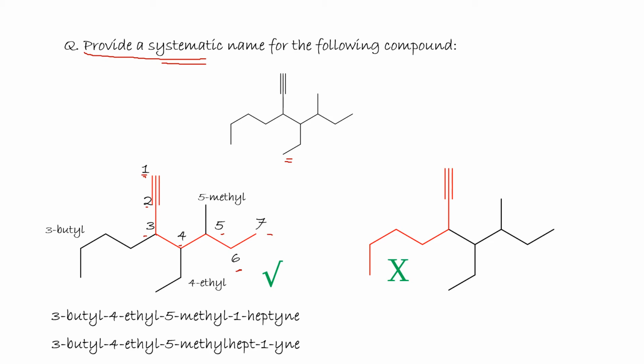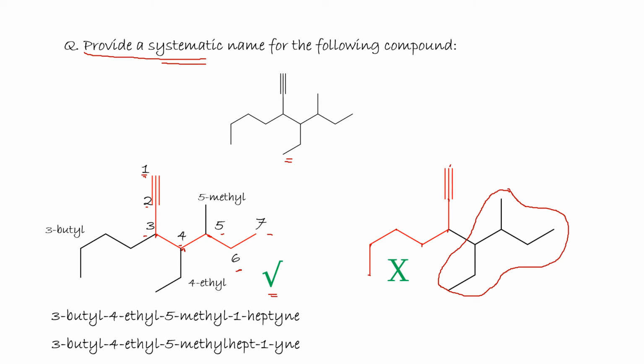We have substituents on carbon 3, 4, and 5. If we select the 7 from this side, 1, 2, 3, 4, 5, 6, 7, it's 7 carbons, but here you have only one substituent. And you recall from the nomenclature, we said the more substituted, the correct structure. So this one will be the correct selection of the longest chain.